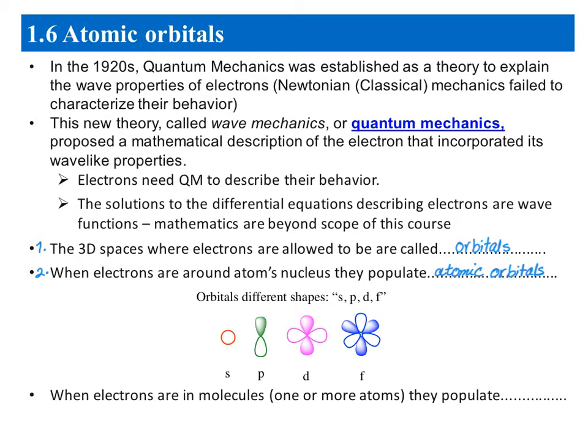So the third definition, which is here: when atoms bind together to make a molecule, electrons now gonna be in molecular orbitals instead of atomic orbitals. So they are gonna occupy molecular orbitals. We are gonna talk about these orbitals later on.